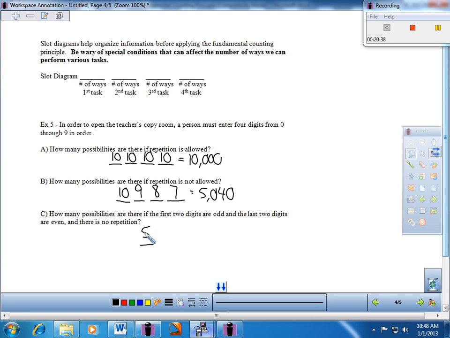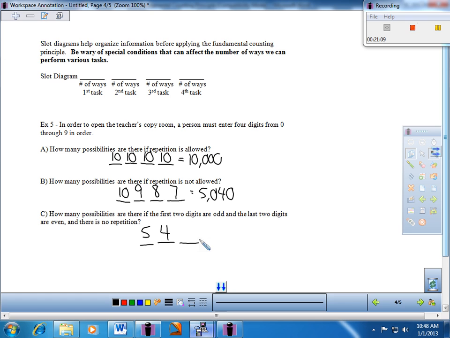Okay. Now the second task is to enter the second digit. And of course, the second digit also has a condition to it. Number 1, it's odd, and it can't be the same as the first one. So whichever odd number this is, this one has to be a different odd number. And I'm hoping you would agree then that that only leaves 4 odd numbers left.